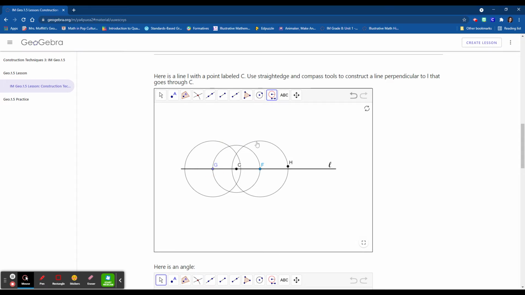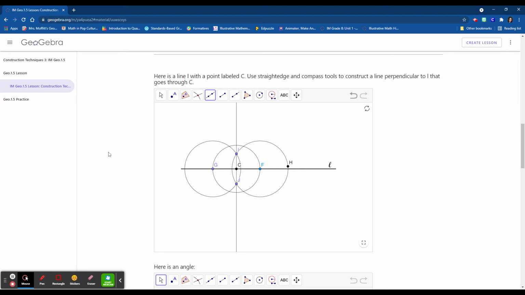Now, these two congruent circles that we just created intersect each other in two different places. What I'm going to do next is click on my line tool, and select my top intersection point and my bottom intersection point. And this line right here is perpendicular to line L, and it intersects point C. So this is the line that we were asked to construct.